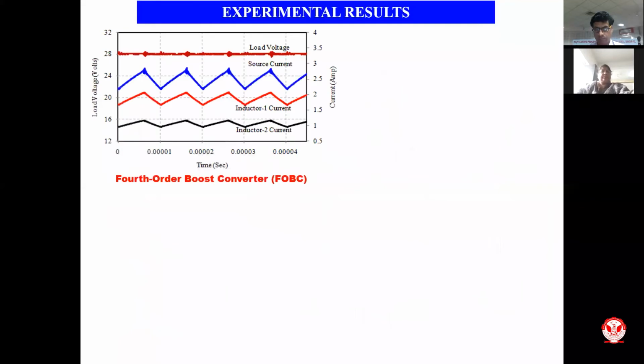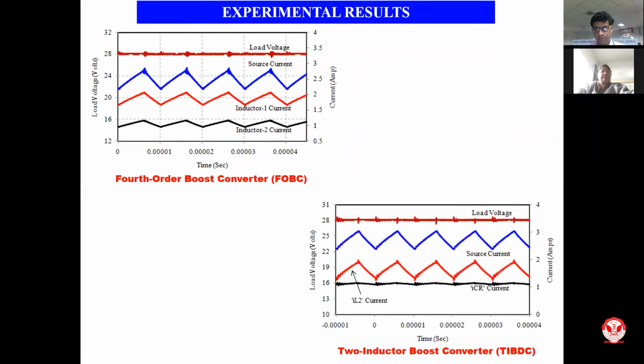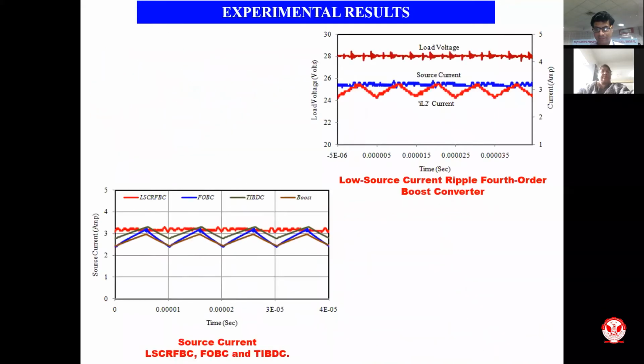Those converters have also been tested experimentally, which shows that whatever we have discussed is in close confirmation. The ripples and the nature of the current are similar. The waveforms are continuous in nature. So this is for the other 2 converters.